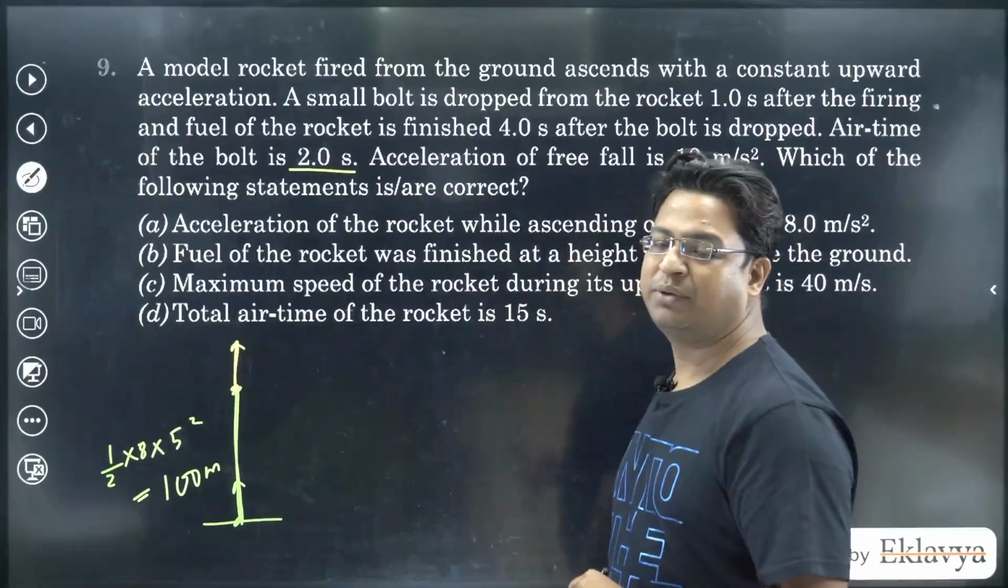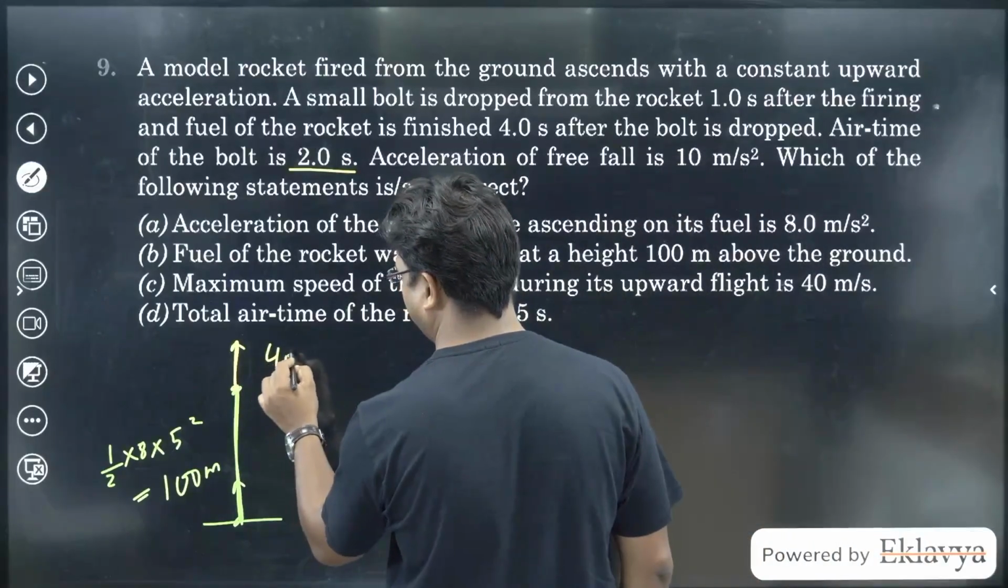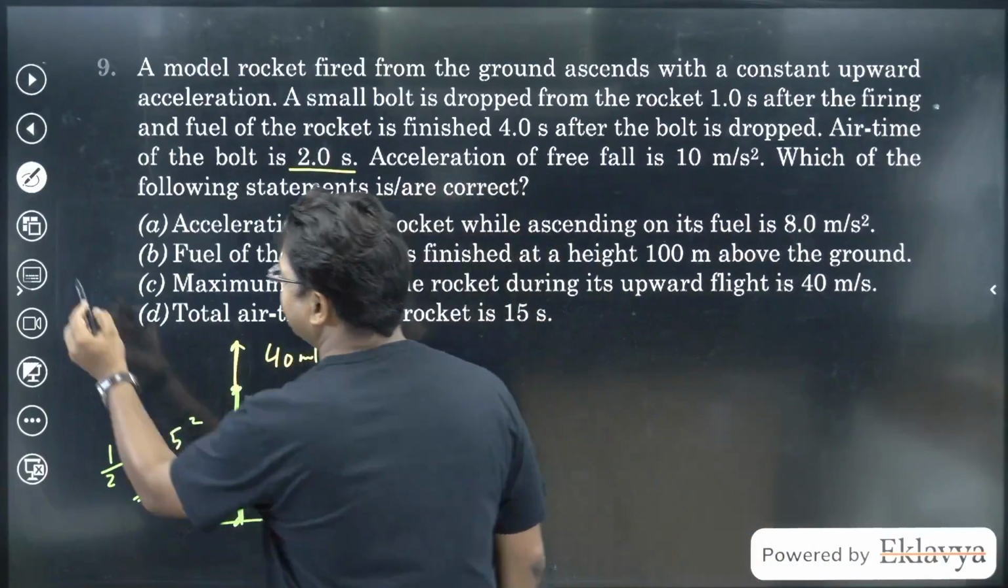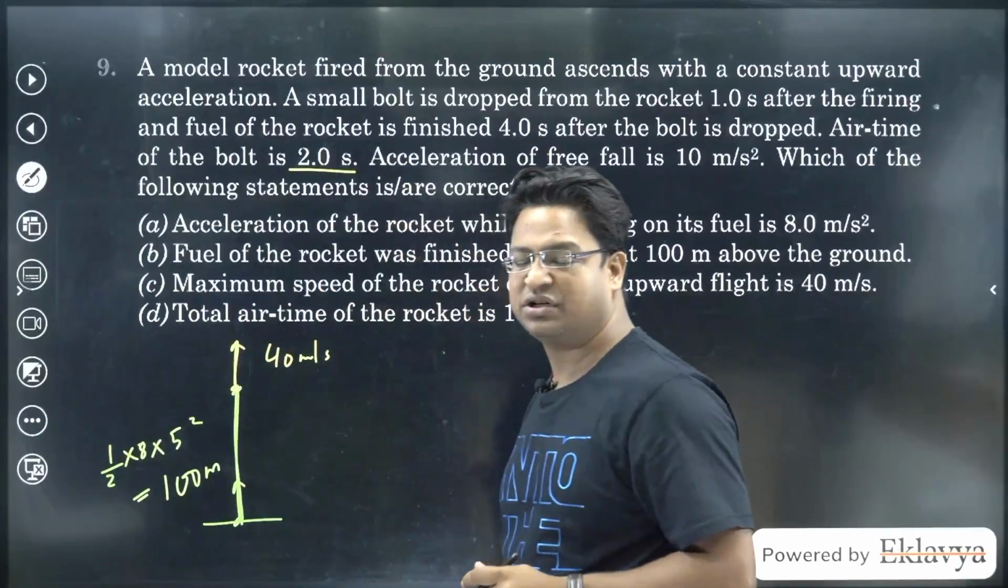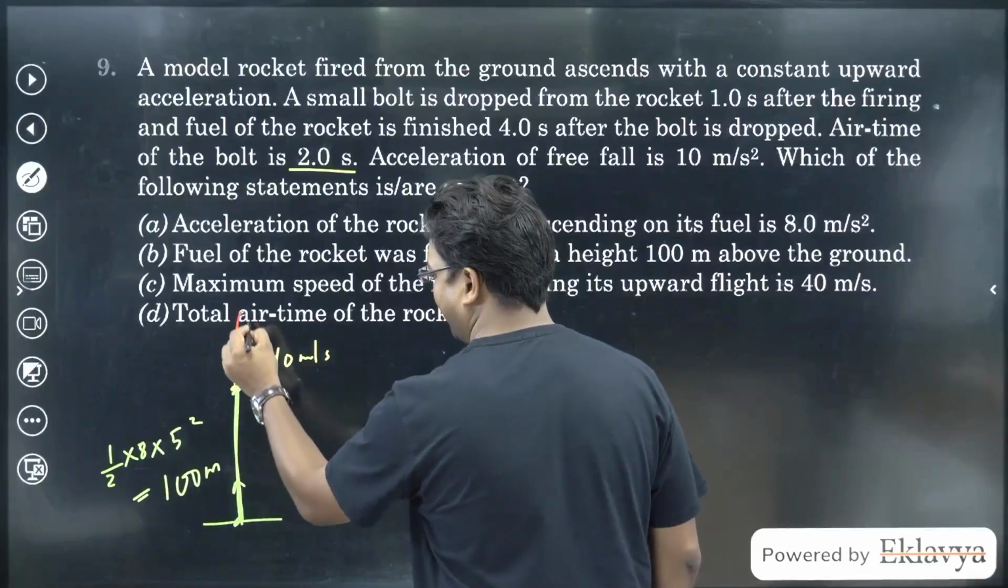What was the speed of the rocket? The speed of the rocket would be a into t. A is 8, t is 5, so it would be 40 meter per second. So after this, what will happen? Since the fuel is finished, now the engine is not working, so the rocket is under free fall. So the rocket will go up and then hit the ground.